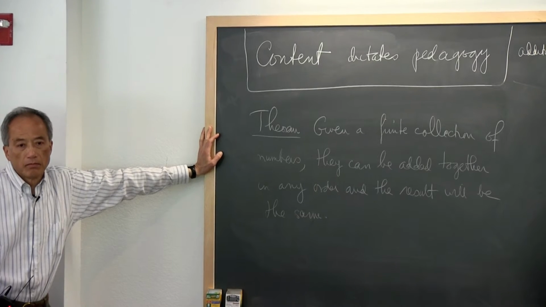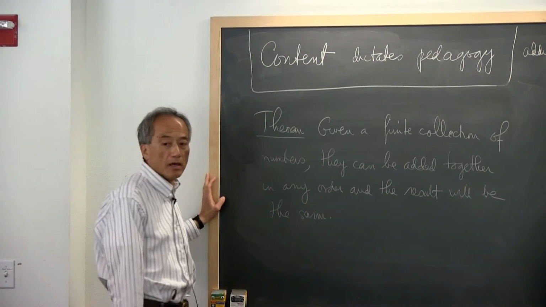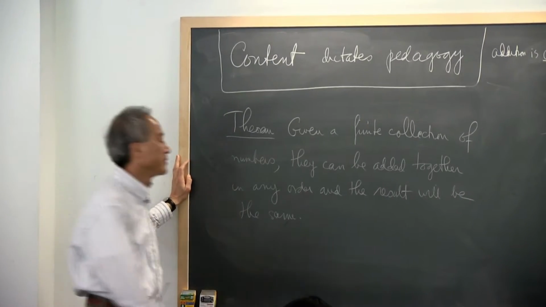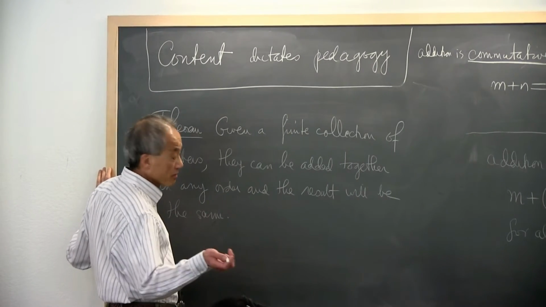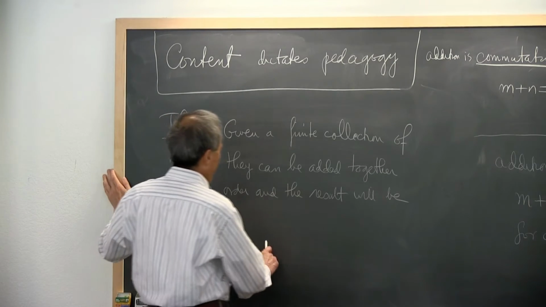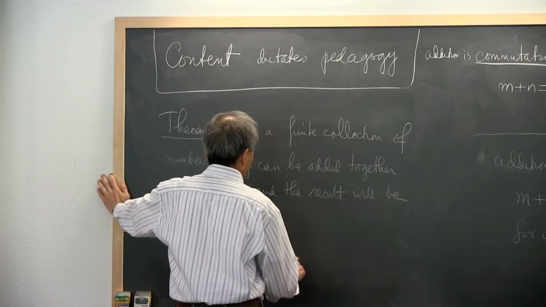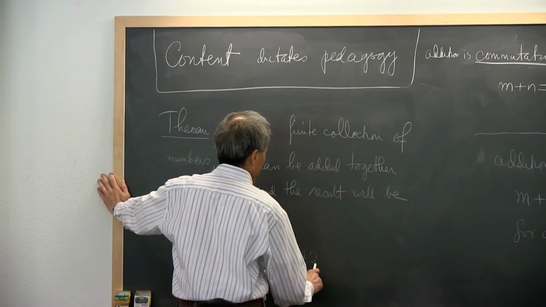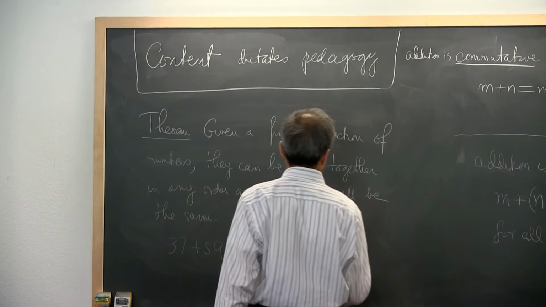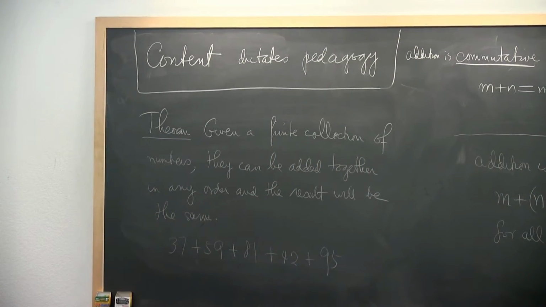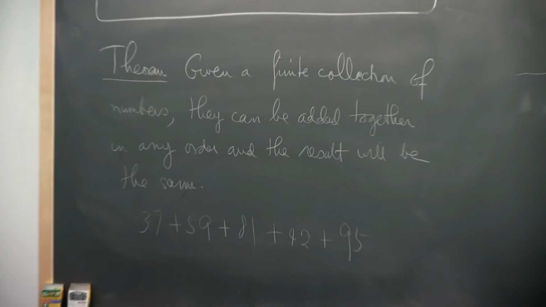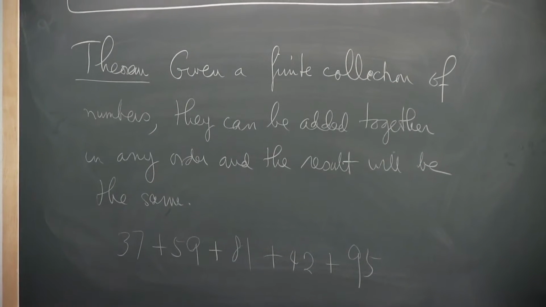Any number. So for example, you have a calculator, so at some point I'm going to have to help. I see your calculator, so I'm going to use large numbers: 37 plus 59 plus 81, 42 plus 95. Five numbers. What's your pleasure? What do you want to add first? It's up to you. Doesn't matter.